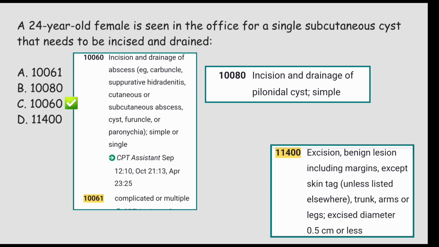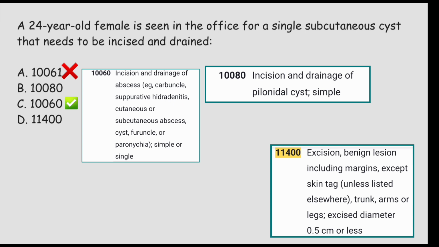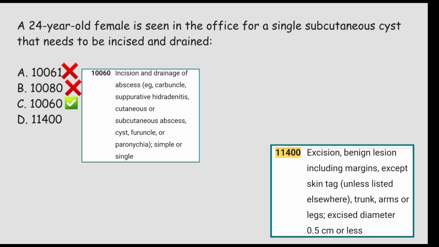We'll eliminate option A, and option B, 10080, is for incision and drainage of pilonidal cyst. But here they have mentioned incision and drainage of subcutaneous cyst. Therefore we should not code for incision and drainage of pilonidal cyst. Eliminate option B. Coming to option D, that is for excision of benign lesion. In the question they have not mentioned excision of benign lesion. There is incision and drainage of subcutaneous cyst. Therefore eliminate option D.